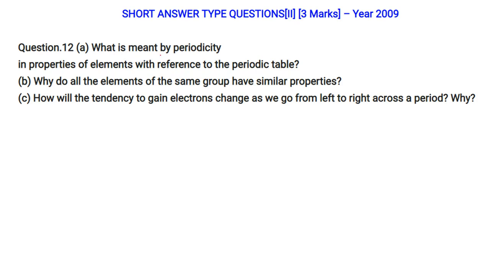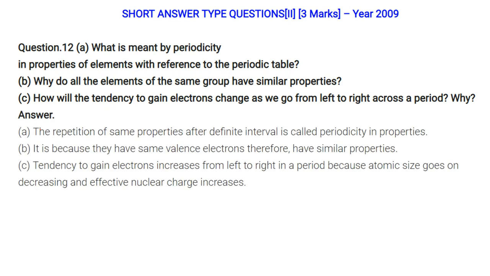What is meant by periodicity in properties of elements with respect to the periodic table? Periodicity means repetition of some properties after a certain definite interval. Why do all elements in the same group have similar properties? The simple reason is they have the same valence electrons. Because they have the same valence electrons, they have similar properties.